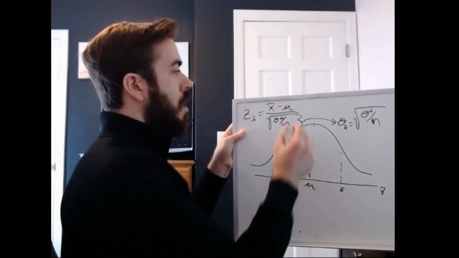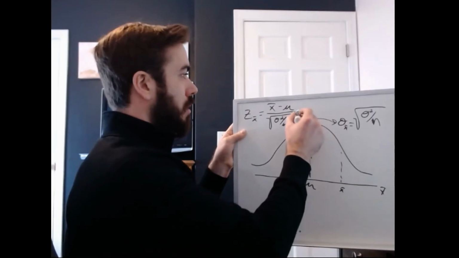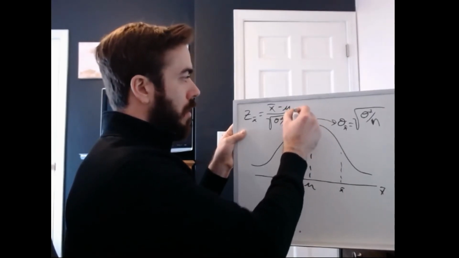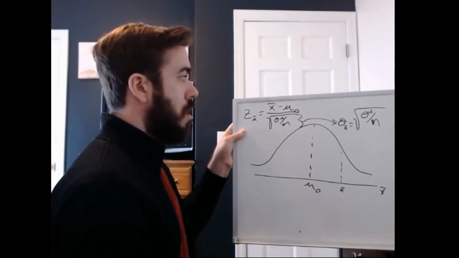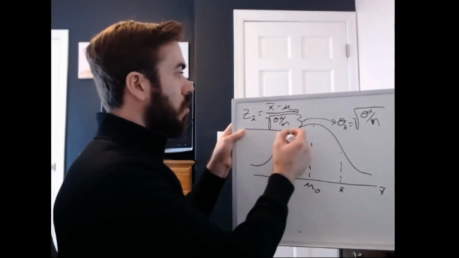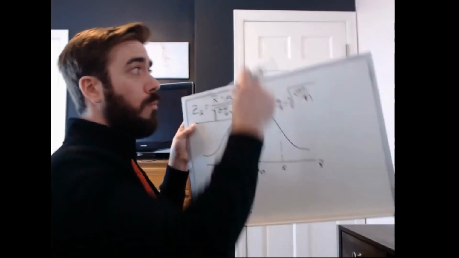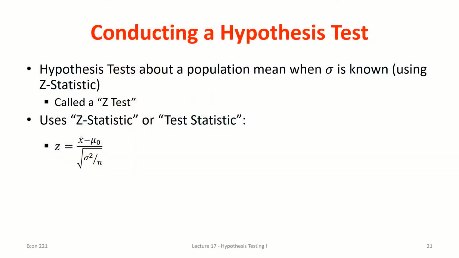Okay. Well, now the only thing that changes is I don't know the true population mean, but I have an assumed true population mean. So we calculate the z-score the same way, except I have to use that assumed true value, which comes directly from my null hypothesis. So whatever value I have in my null hypothesis, that's going to be the value that I use to create my Z statistic. Okay.